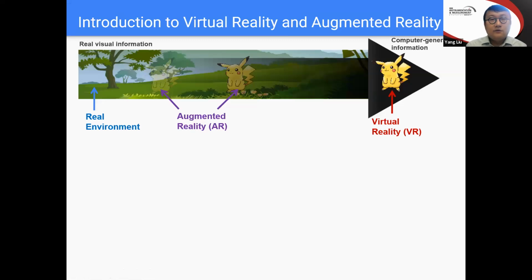Speaking of augmented reality and virtual reality, here is a high-level overview. Usually when we visualize things with our own eyes, those are real visual information.